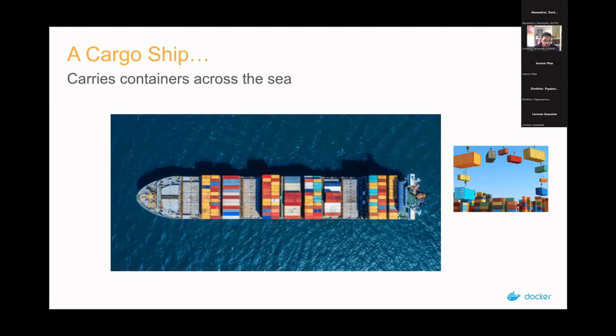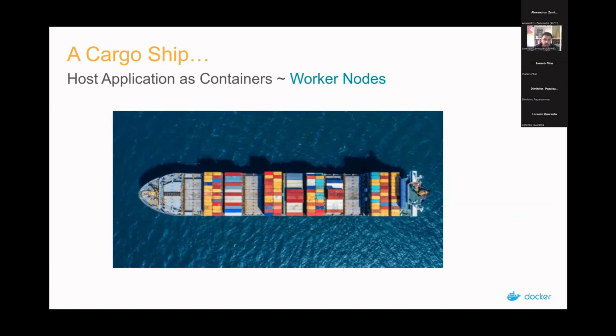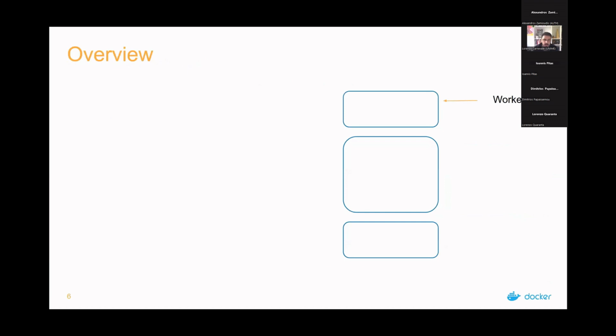Let's start with an analogy. Let's think about carriers transporting containers across the sea, so a cargo ship. Host applications are like containers, and these are within a worker node. Okay, and then we put the worker node there on the right.